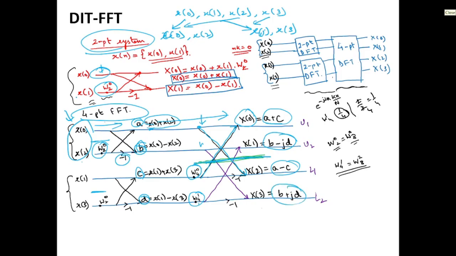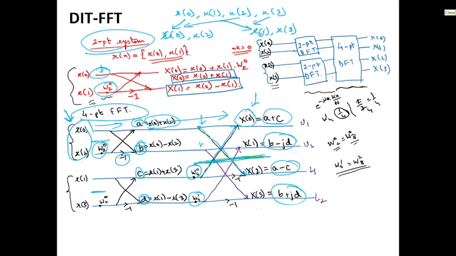Now if you see, our input was in the decimated form. However, our output, if you see, is in the normal order: x0, x1, x2, x3. Are you getting my point? So input is in the decimated form, output is in the normal form.